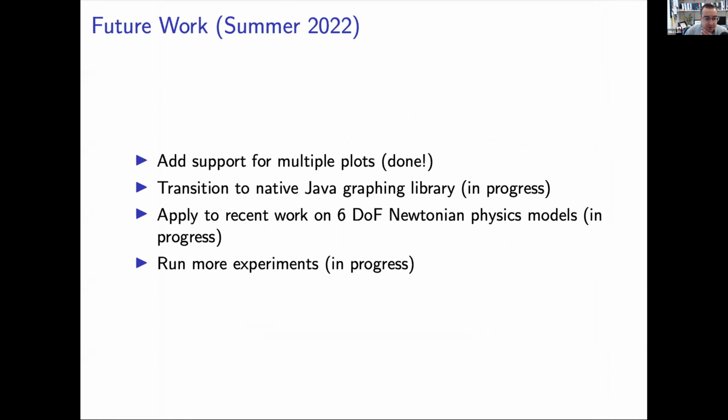But just to wrap this up, this is what we're thinking about for future work. Being able to see multiple plots, that's already done, so I can show you that if you'd like. I'd like to try to transition this to some sort of native Java graphing library so that we can eliminate the GNU plot dependency and have a little more flexibility in how we render stuff, applying it to more recent models and just running more experiments. I would love to have some students work on this and experiment with it.